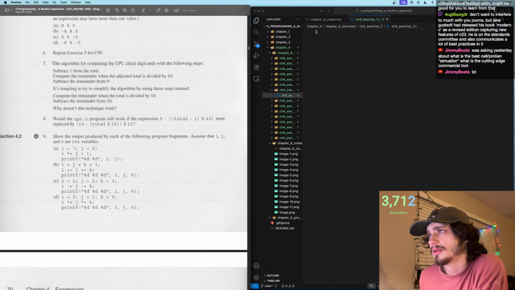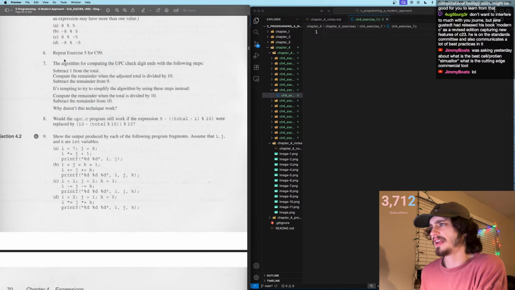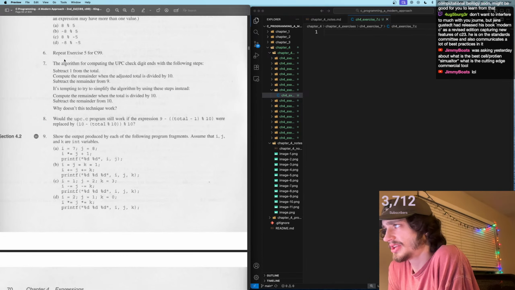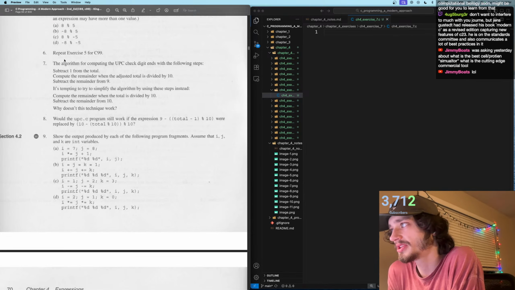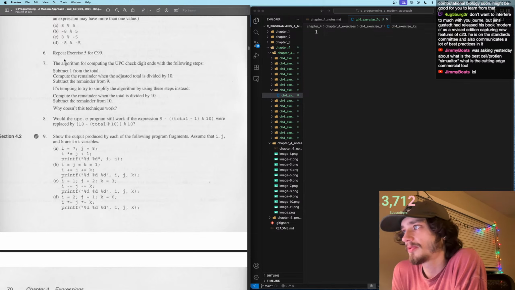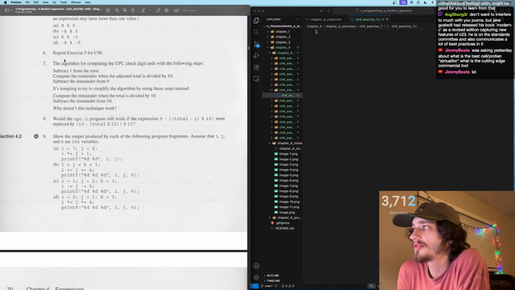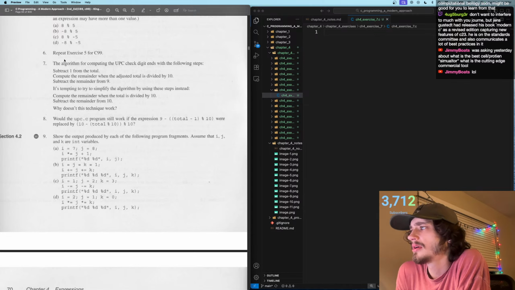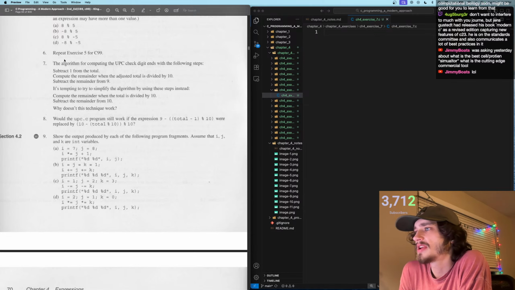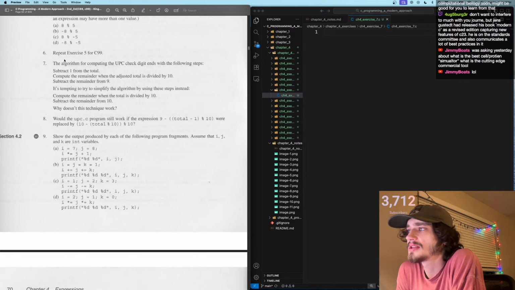Okay. 7. The algorithm for computing the UPC check digit ends with the following steps. Subtract 1 from the total, compute the remainder when the adjusted total is divided by 10, and subtract the remainder from 9. It's attempting to simplify the algorithm by using these steps instead: compute the remainder when the total is divided by 10, subtract the remainder from 10. Why doesn't this technique work?